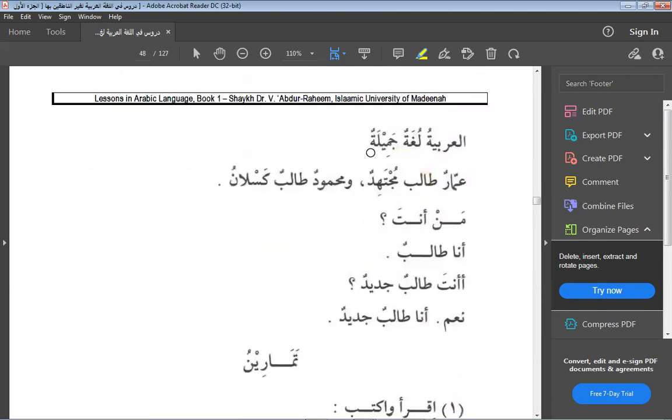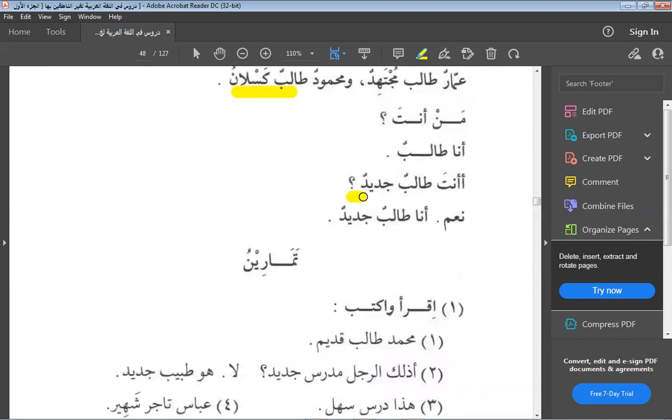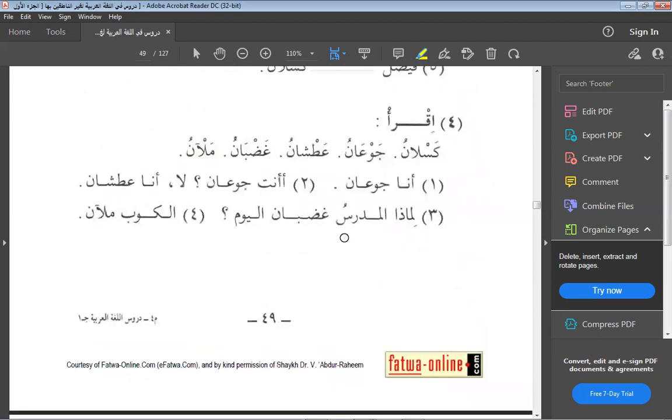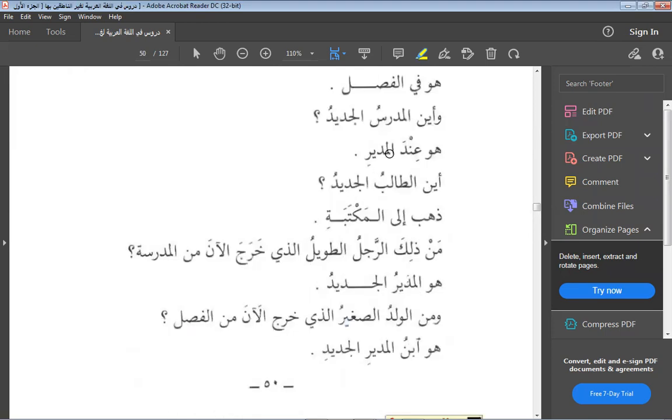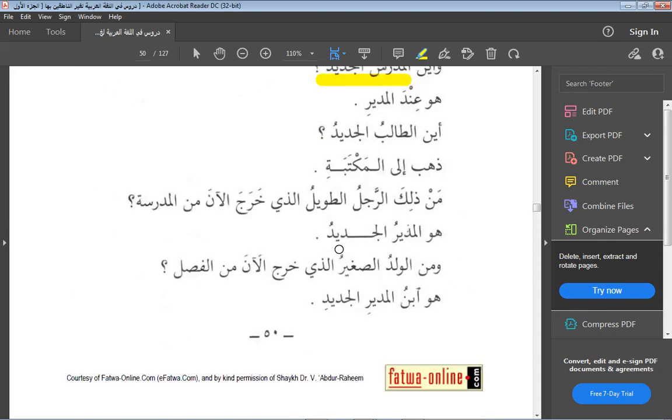Ta'irun, masculine. Sagirun came masculine. Then he brought us lugatun jamilatun, a beautiful language, also nakira. Talibun kaslan, without alif lam. Talibun jadidun, without alif lam. And then he brought us down here. Then he started putting alif lam, so that you see that the adjective must agree with it with the alif lam. Al-mudarrisu al-jadidu. At-talibu al-jadidu. The al must come with the adjective. You see here, ar-rajulu at-tawilu.